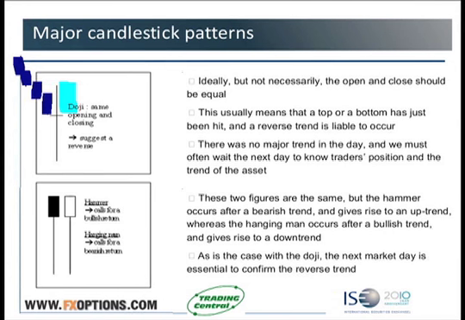So that's it for the doji. The second one I like is the hammer or the hanging man. In fact, these two figures are the same, but the hammer occurs after a bearish trend and gives rise to an uptrend, whereas the hanging man occurs after a bullish trend and gives rise to a downtrend.